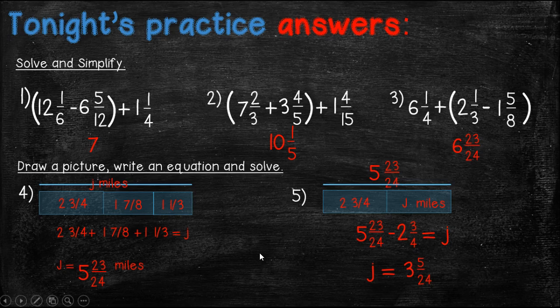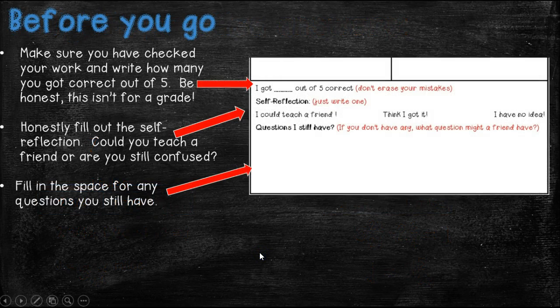Okay, go ahead and count up how many problems you got right out of 5 and write that down. Remember, be honest, it isn't for a grade. We know that these are a lot tougher than what we're used to, but we think you can persevere and figure them out. Honestly, fill out that self-reflection. Could you teach a friend, or are you still confused? Hey, if you're still confused, you can go back and watch this video again before you come to class tomorrow. And fill in the space for any questions you still have.